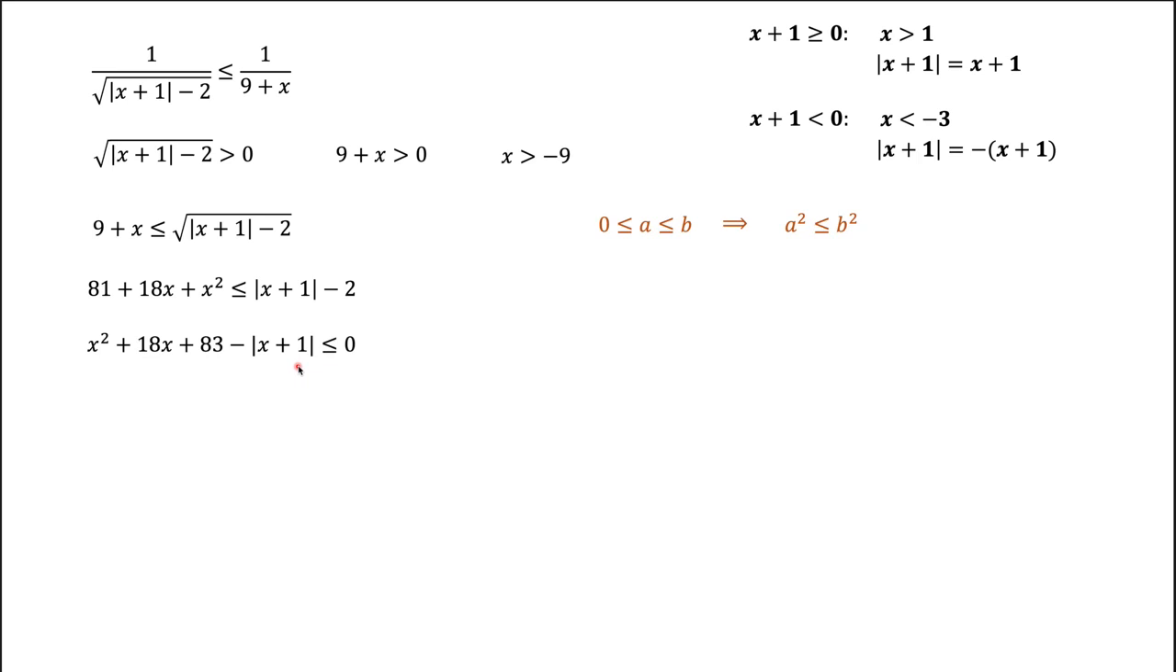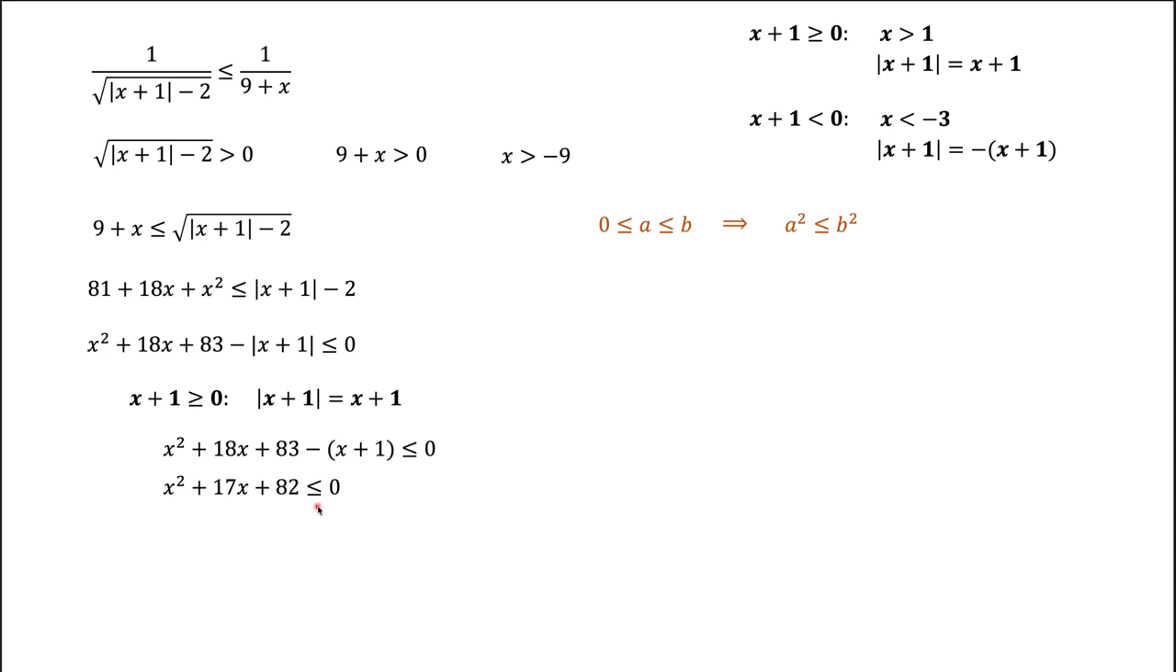And again, to solve this inequality, we actually have to open up the absolute value. And we are going to open it up by first considering x plus 1 greater or equal than 0, and then x plus 1 less than 0. When x plus 1 is greater than 0, then x plus 1 inside of absolute value becomes x plus 1. And we get inequality like this, which we can simplify by getting inequality of this type.